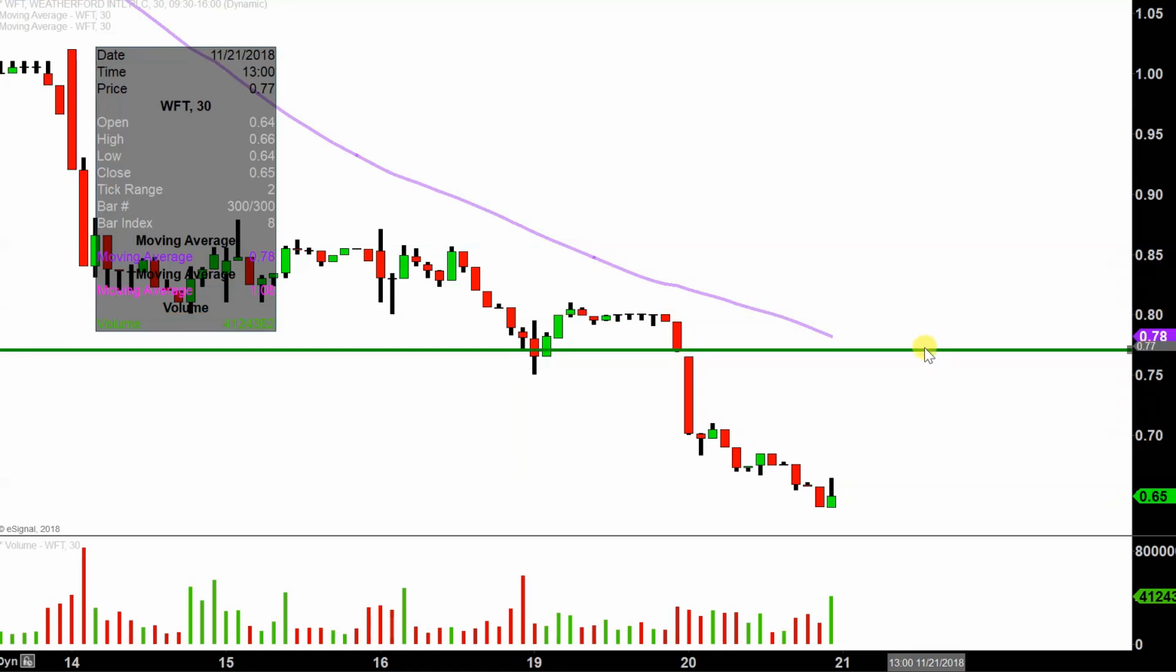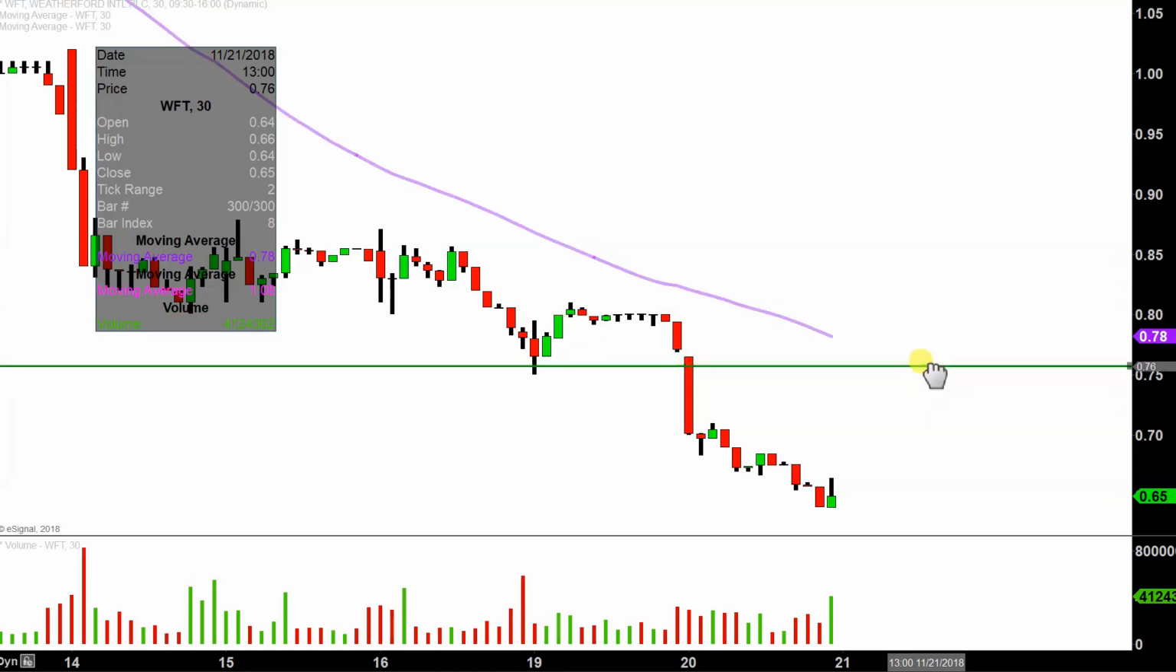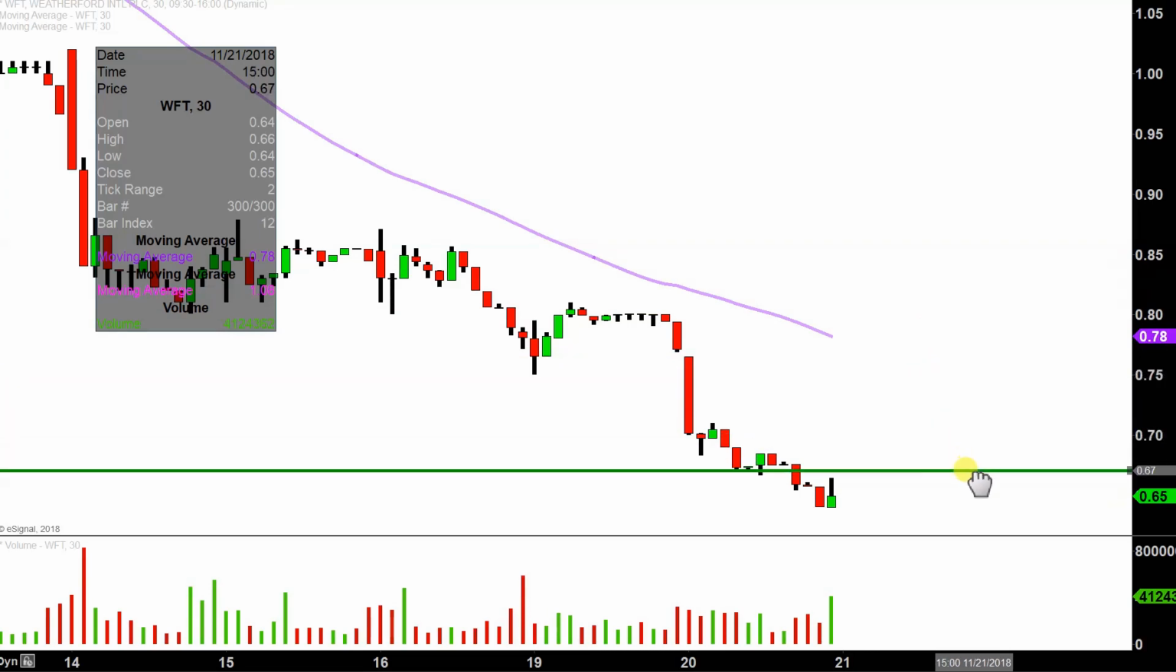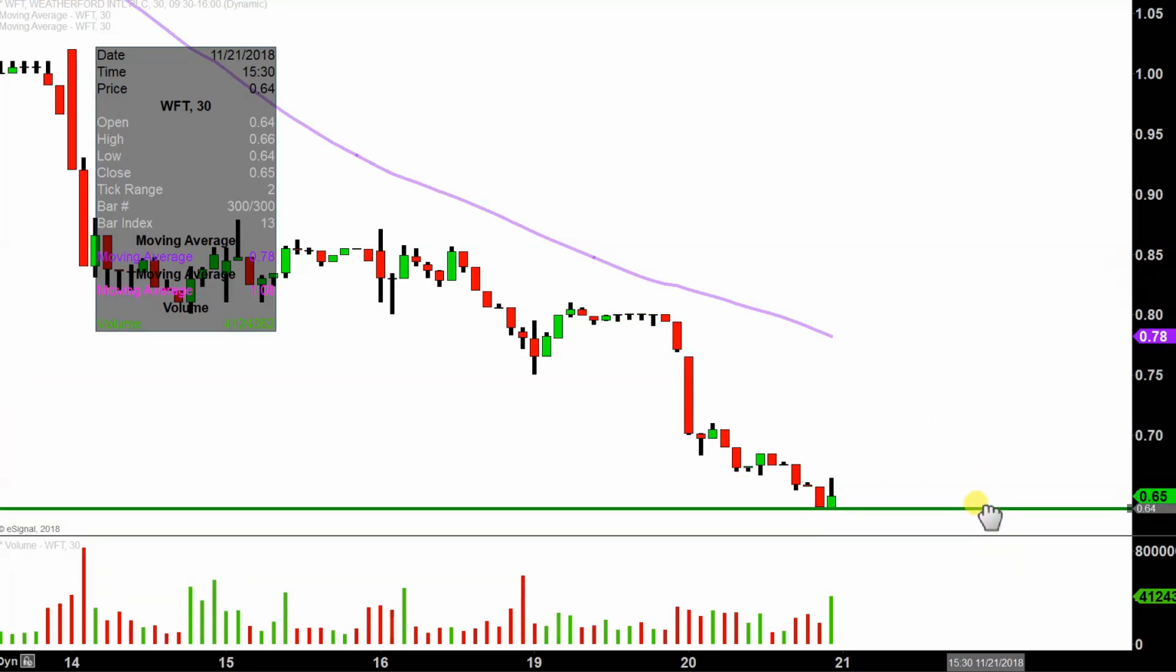So I'm just going to go ahead and do a little house cleaning and use this green line here for one of the nearest areas of support. And that area of support going into the remainder of the week right down here at 64 cents. Nothing complicated at all behind that other than the fact that that's just simply where the bleeding finally stopped today.